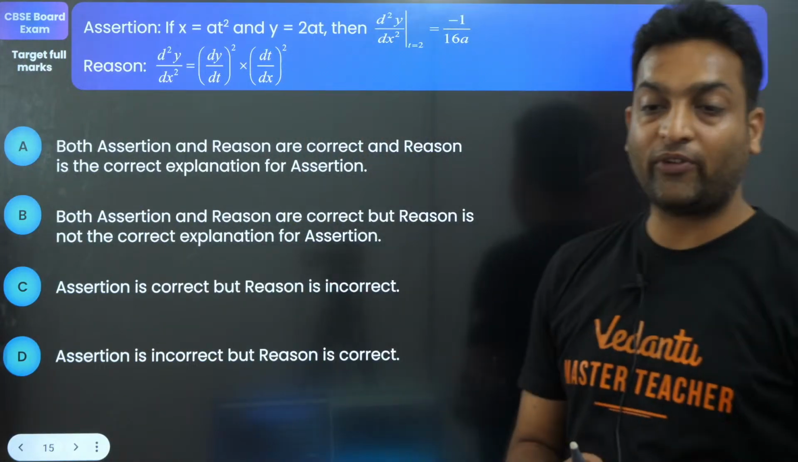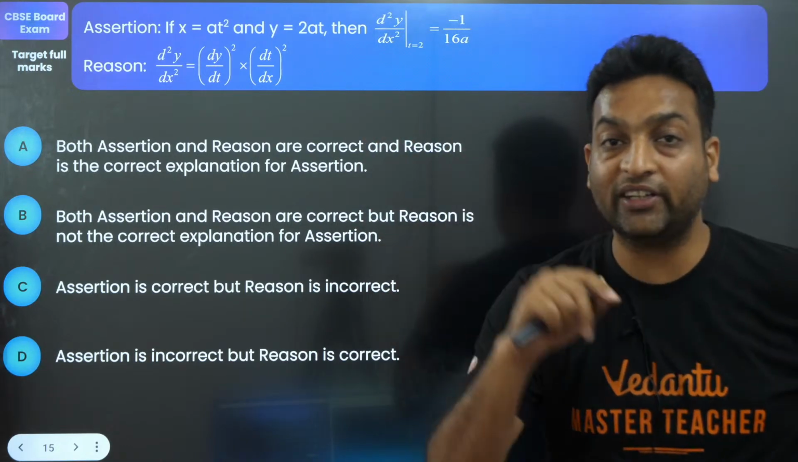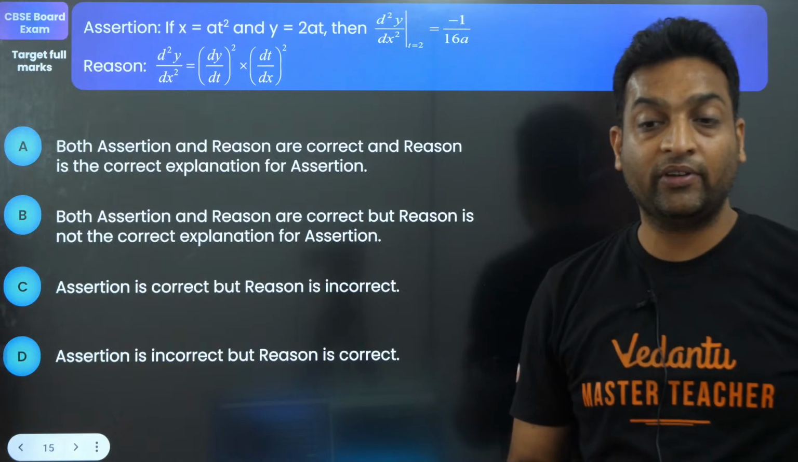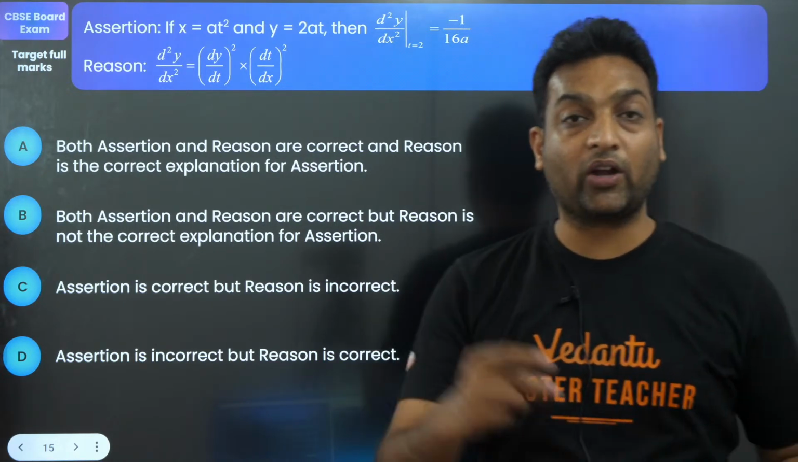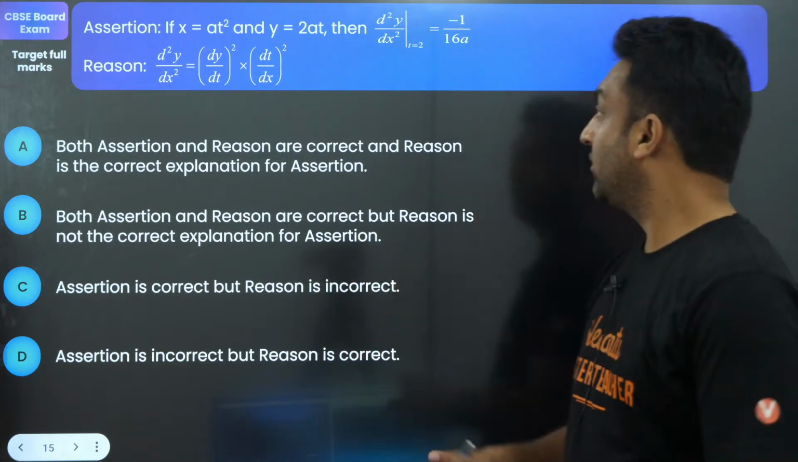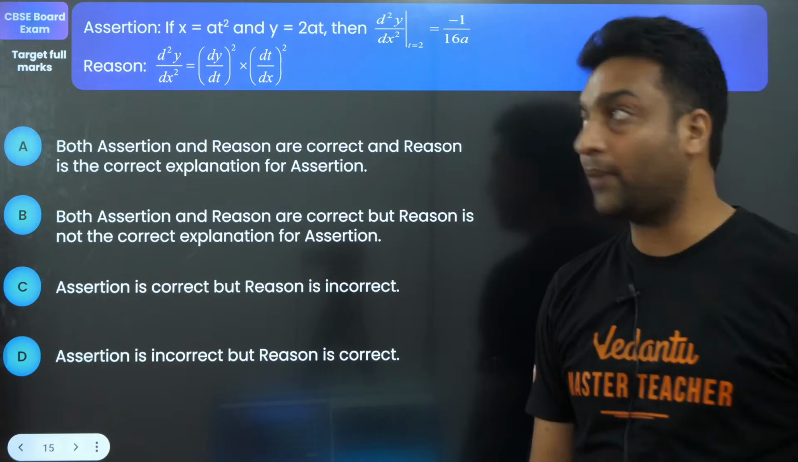x is at square, y is 2at. Do you remember which curve this is? You have studied it in 11th class. Come on, tell me which curve. x equals at square, y equals 2at. This is a parabola.